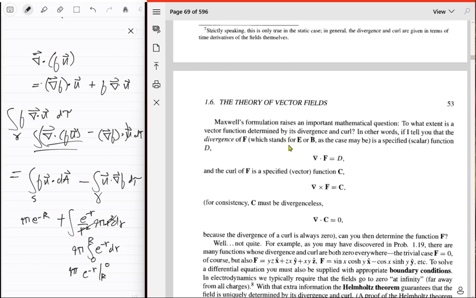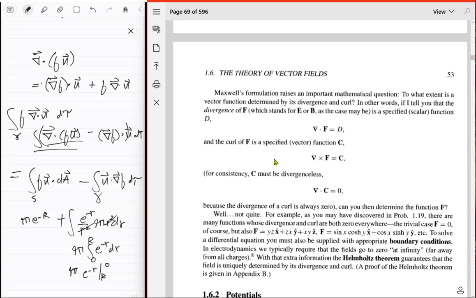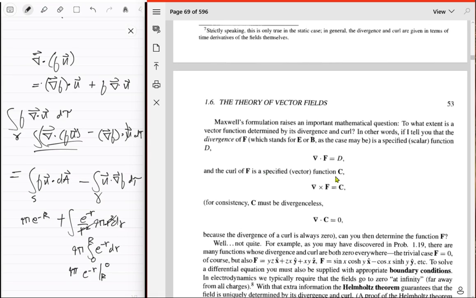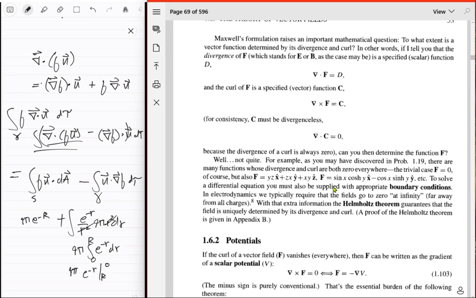Maxwell's formulation raises an important mathematical question: to what extent is a vector function determined by its divergence and curl? In other words, if I tell you that the divergence of F, which stands for E or B as the case may be, is a specified scalar, the divergence of this vector field is given, and the curl is also given, right? For consistency, the curl must be divergenceless. That makes sense. Can you determine the function F? Not quite.